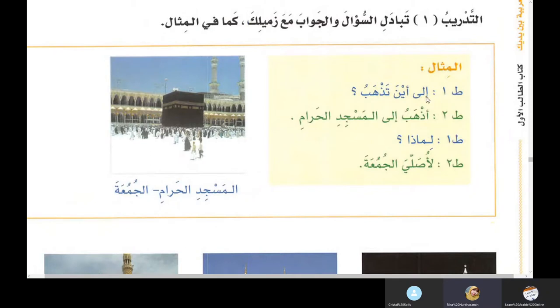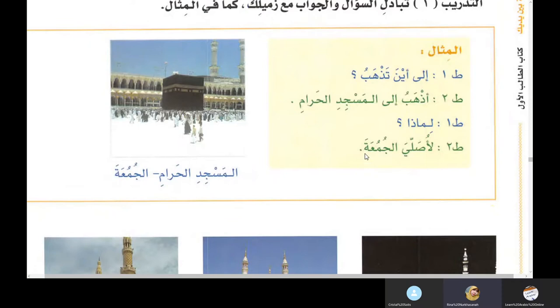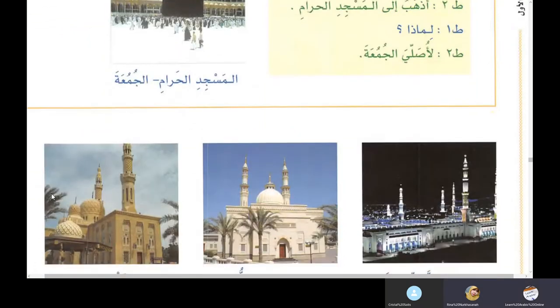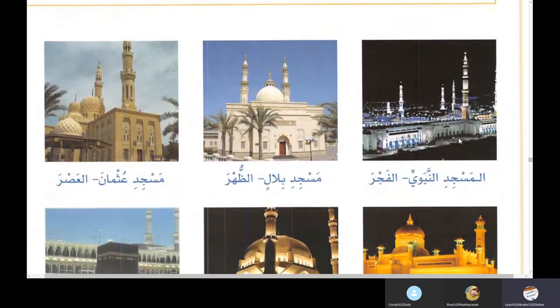Talibul awwal, al-misal. Talibul awwal: ila ayna tazhabu. Talibus sani: azhabu ilal masjidil haram. Talibul awwal: limaza. Talibus sani: li usalliya al-jumu'ata. Li usalliya al-jumu'ata. Okay. Now you will ask two questions: where are you going and why are you going? Okay. So ask this question. Okay.